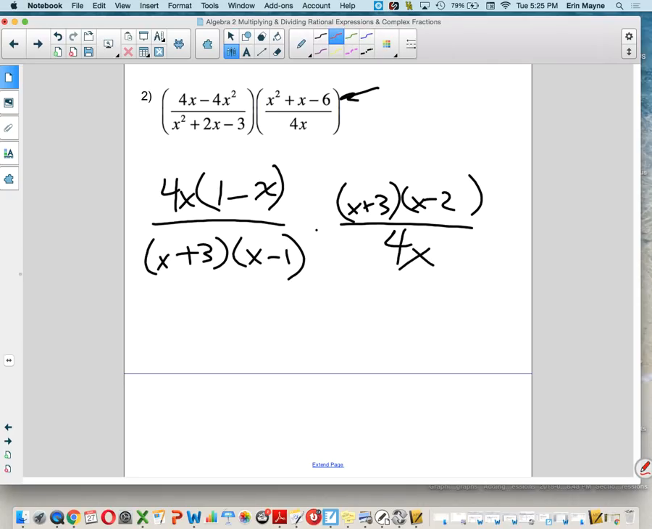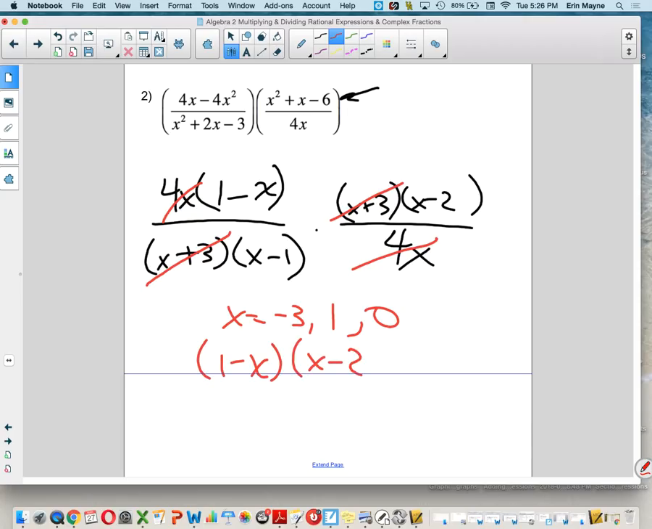Again, if you're forgetting the restrictions, to go back to the original form, one place you could add it in would be right here before I ever start to cross-cancel. X cannot be -3, x cannot be 1, and x cannot be 0, but check that out. 4x's cancel. It's going to get a little dicey here in a minute. My x plus 3's cancel, and it looks as if this is done. So we would go ahead and write 1 minus x times x minus 2 all over x minus 1.